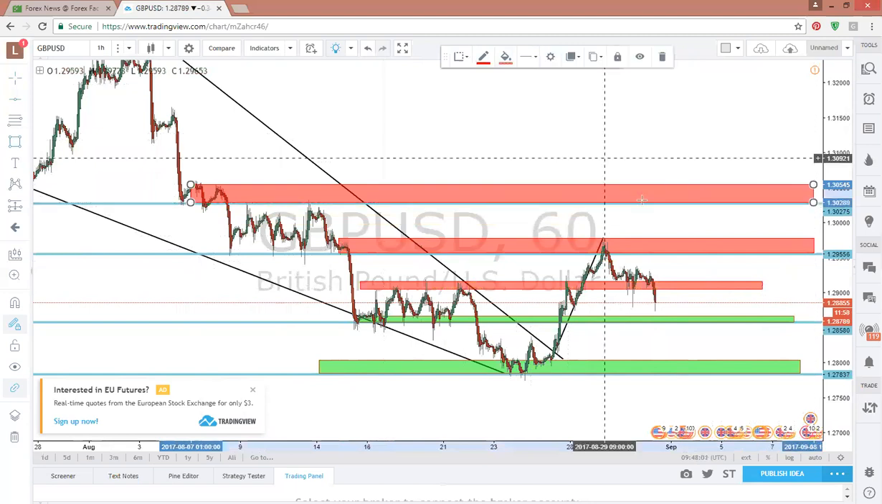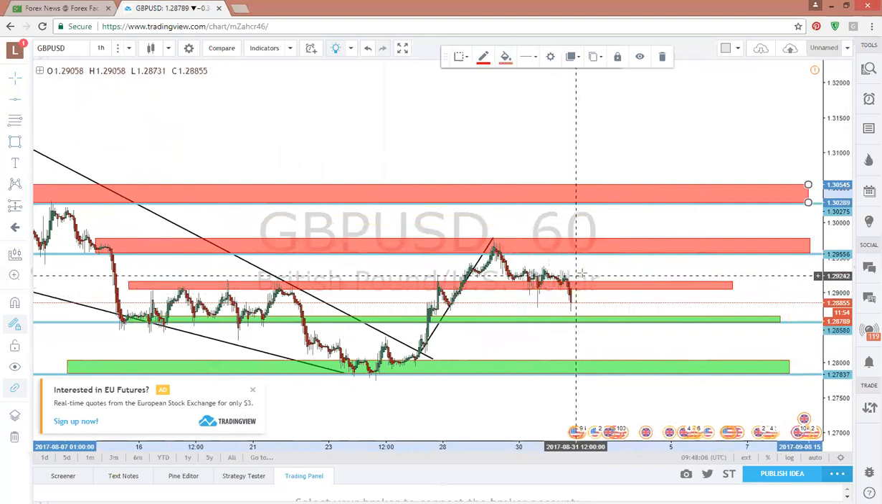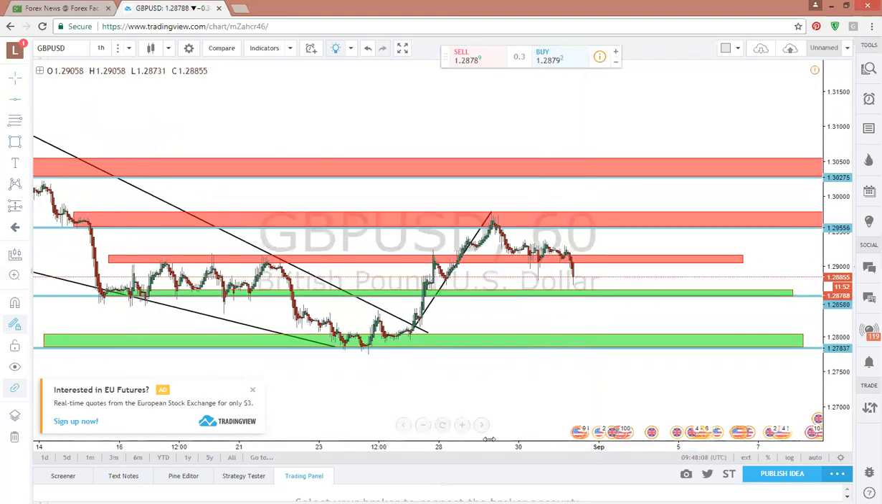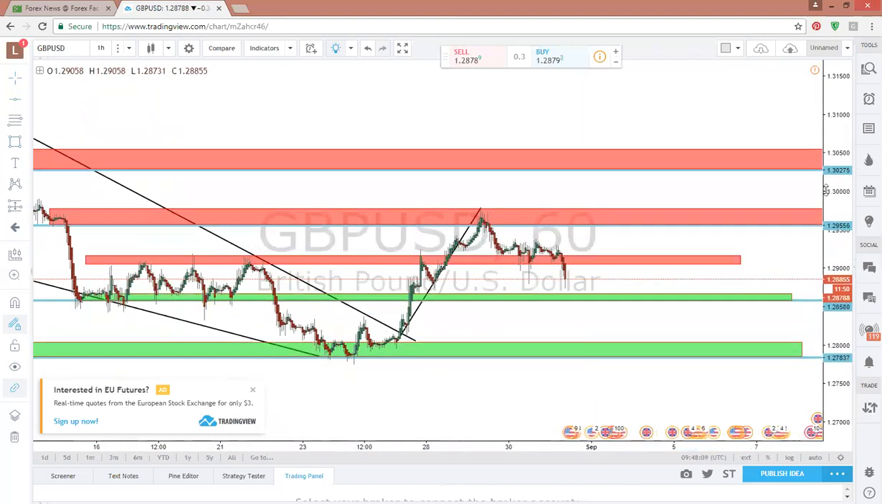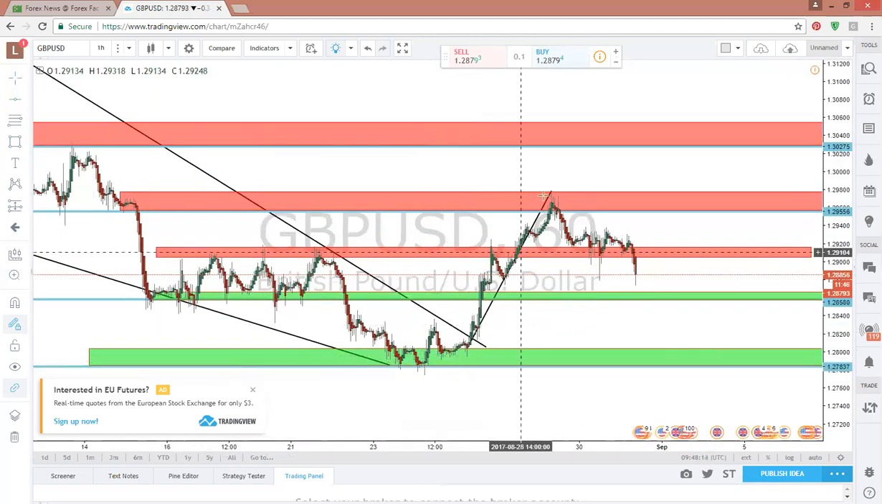Then we have another supply zone there, and also another supply zone there. So now if we zoom in, what do we have? If we zoom in, this is what we have. We have lows and highs.